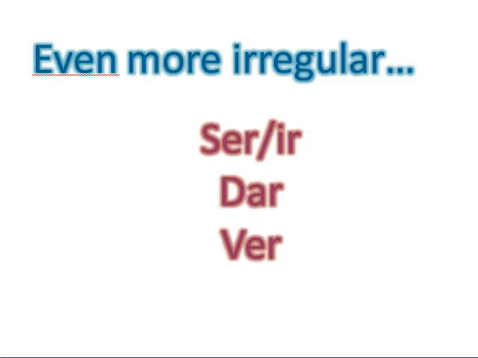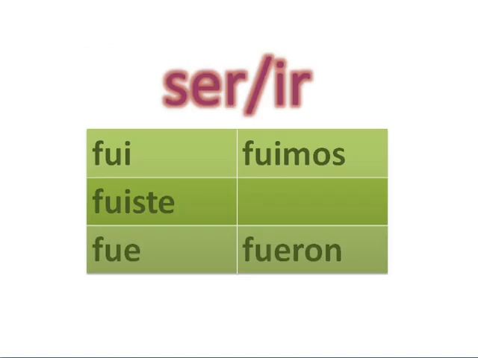Now, even more irregular verbs in the preterite form are ser, ir, dar, and ver. What I mean by even more irregular is that they don't follow those preterite endings for irregular forms I just mentioned. Instead, they follow their own rule. For example, ser and ir, we have fui, fuiste, fue, fuimos, and fueron.